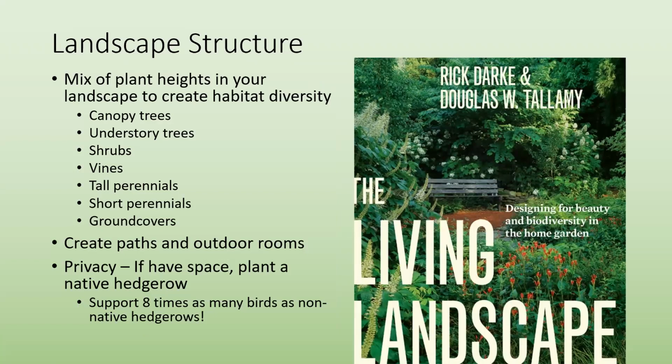So you also want to think about the landscape structure. You want a mix of plant heights in your landscape to create habitat diversity, like canopy trees, understory trees, shrubs, perennials, and ground covers. And while you're thinking about the structure, think about where you want paths and outdoor rooms for seating, or for kids to run around and play, and pets. Just think about what kind of structure you want.